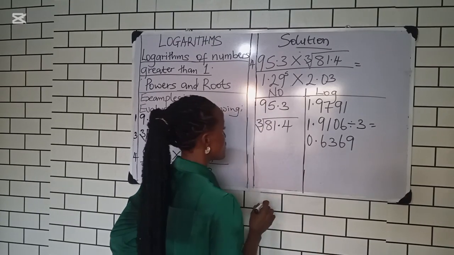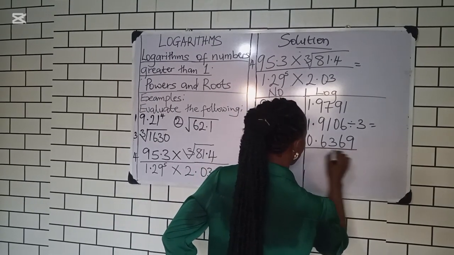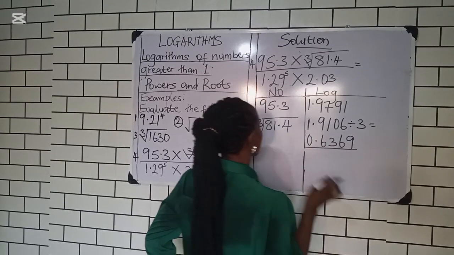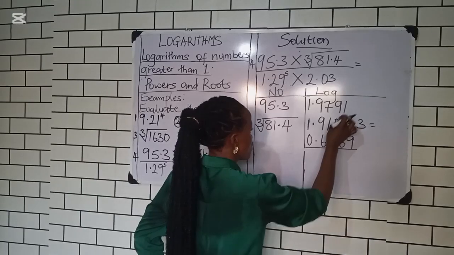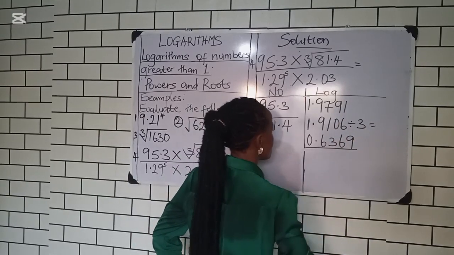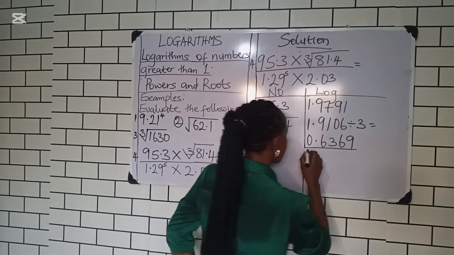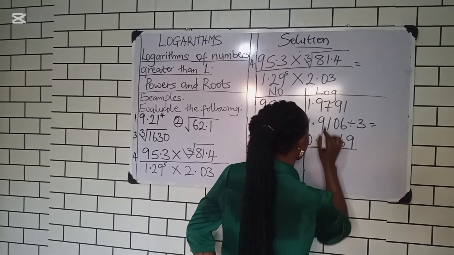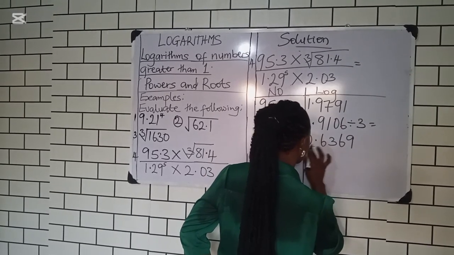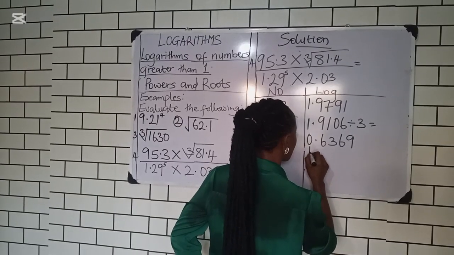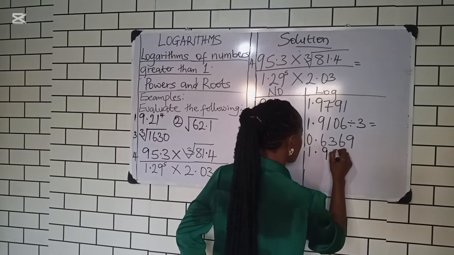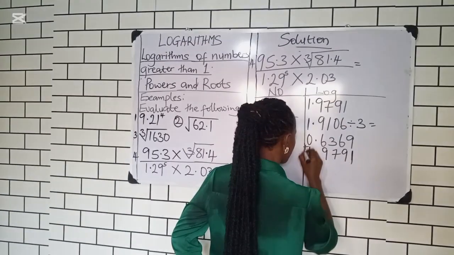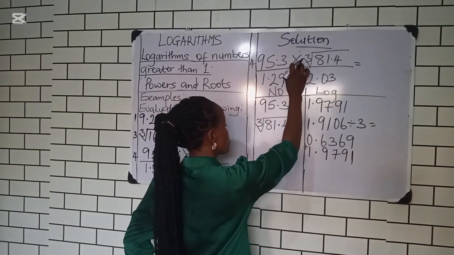Now the next thing to do here, since we have gotten this for the second number, we are going to add the two logs together, the log of this and the log of this one, the second number. Adding the two logs together, you can bring this one down. We have 1.9791. Let's add the two logs together because of this multiplication sign.